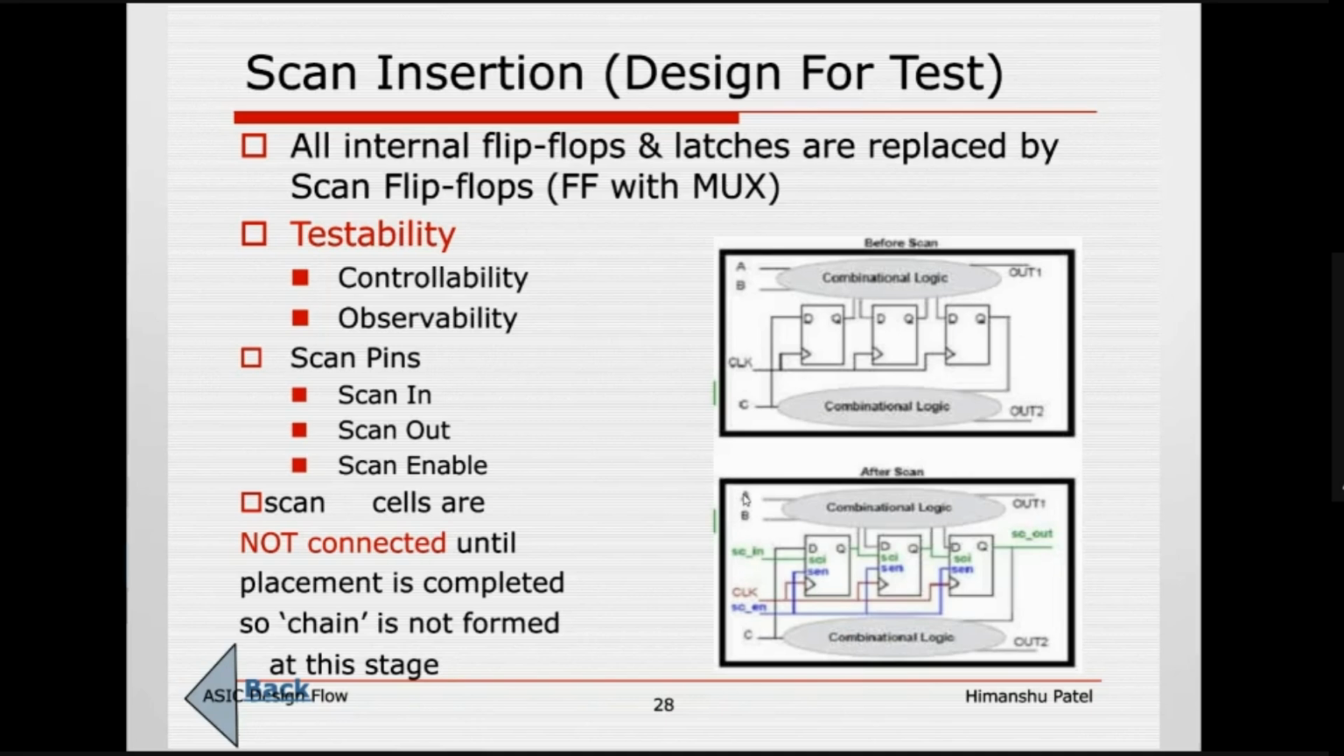1, 1. Correct. Why? Because you want to prove the opposite value, right? When you give the opposite value, then only the tool will think, okay, if your 1 is passing out, that means it is not stuck at 0. If you give 0 again, you will not know whether it is stuck at 0, because you already gave 0 only. It will pass out 0 only. Correct? So you have to give the opposite value.